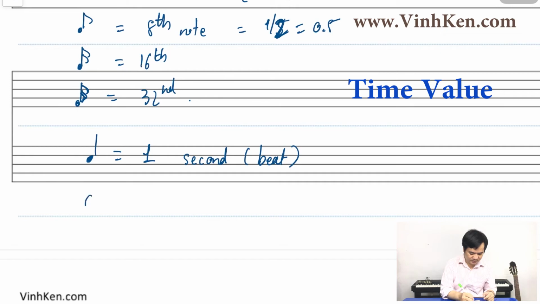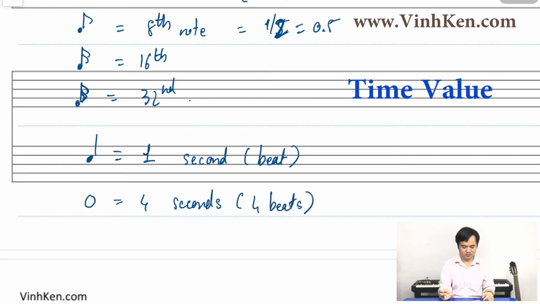right? Then the whole note equals 4 seconds, 4 beats. What does it mean? Like you have a whole pizza, right? You need to eat a quarter in 1 second. If you can eat a quarter in 1 second, that means you can eat the whole pizza in 4 seconds only. Like that, very easy, very simple, right? So that's all for the rhythmic value.